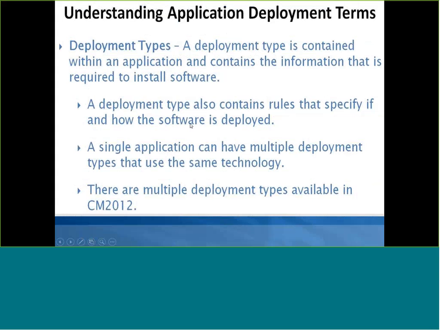You can deploy it just to the users, or just to the machines, or you can deploy without service pack 1 and later update it. So there are many ways we can decide how software will be deployed. A single application can have multiple deployment types that use the same technology. We're going to show that in the next screen. What are the deployment types?